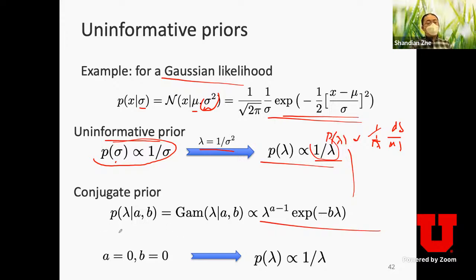Okay. The connection will be made if we set the parameters of the conjugate prior both to be 0, which is invalid for a gamma distribution. But anyway, you can see the connection and the difference, right? So usually the uninformative prior is very different from the conjugate prior.